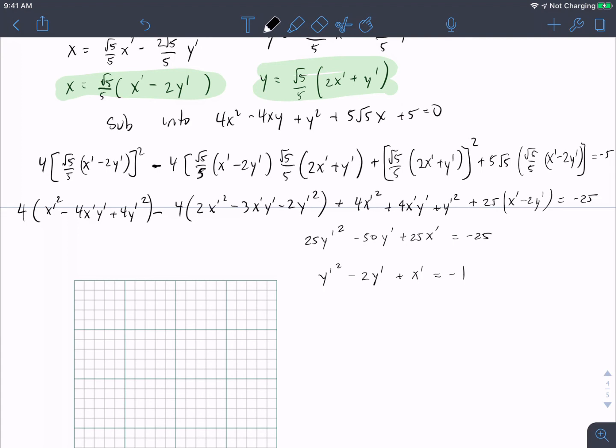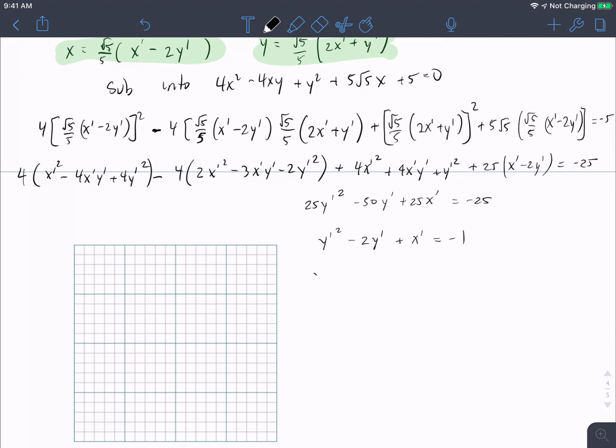And then, of course, we can see that we can complete the square, and so I'm going to get y' squared minus 2y' plus 1 plus x', which if I add to one side, I have to add to the other. And this ends up being (y' − 1) squared plus x' is equal to 0, or (y' − 1) squared is equal to a negative x'. We can see that this thing ends up being a parabola, and now we got to graph this thing.